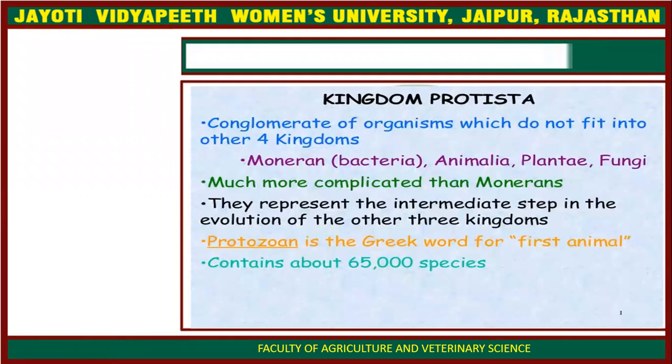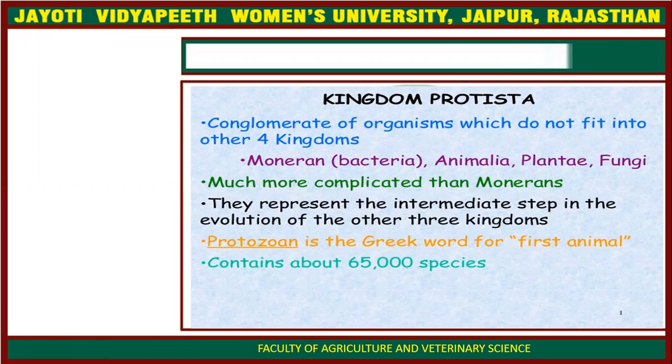Kingdom Protista is the third kingdom, and it has some characteristics which are more advanced than those of Monera. They are much more complicated than Monera. They represent the intermediate step in the evolution of the other three kingdoms.